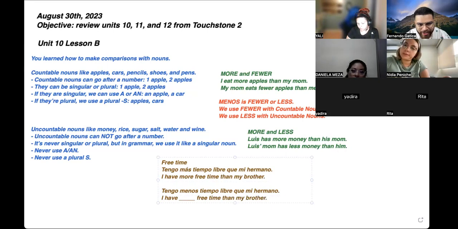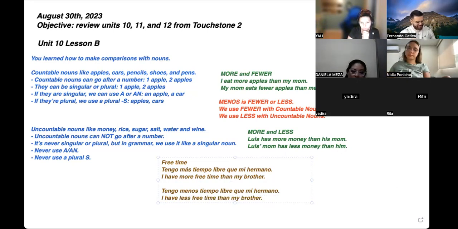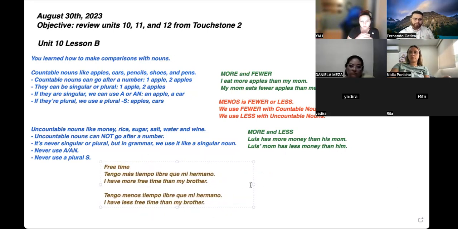Why fewer? Less. Why less? Because it's uncountable. How do you know? Because it's the time. Ah, okay. Yes, so time is uncountable, right? Yes, the word time is uncountable. You can count hours, minutes, seconds, years, months, but you cannot count the word time. Okay, so yeah, it's less.